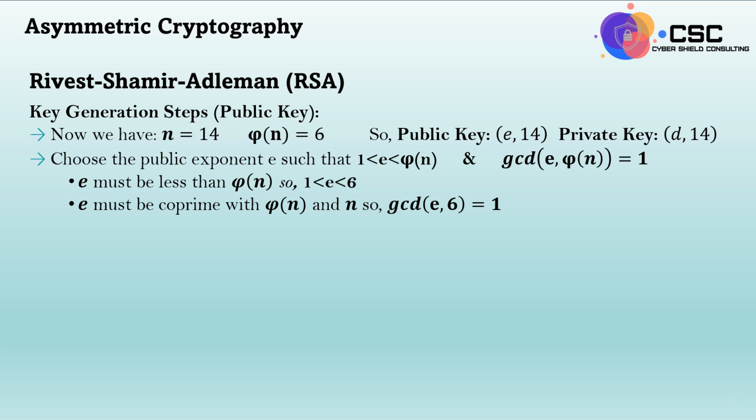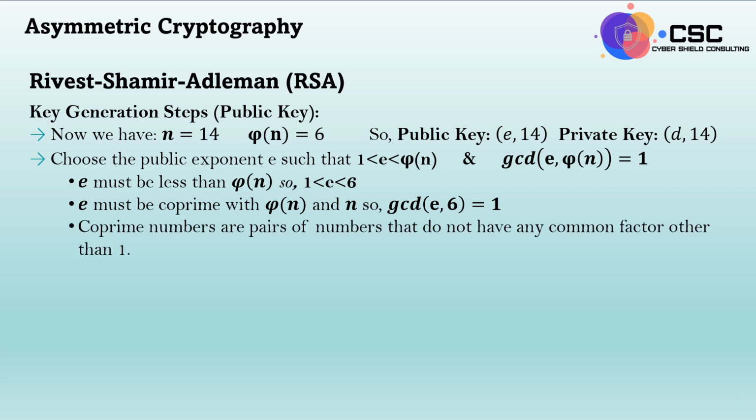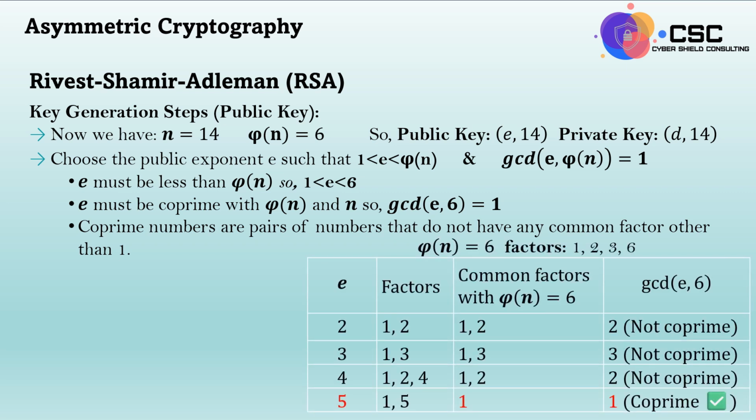So let's check which numbers between 1 and 6 meet this condition. The numbers that fall within our valid range are 2, 3, 4, and 5. If you look at the table on the screen, the values for e that I'll be checking are 2, 3, 4, 5, because this satisfies the first rule where e must be less than 6, the totient, and greater than 1. And then the second rule: the greatest common divisor between e and the totient, which in our example is 6, must equal 1.